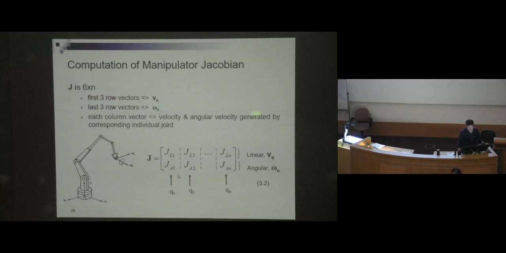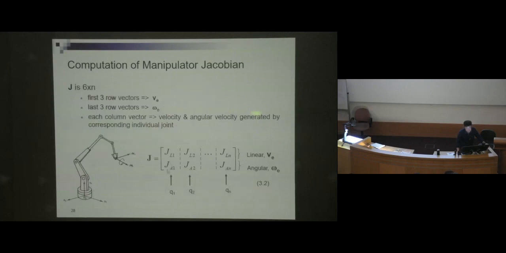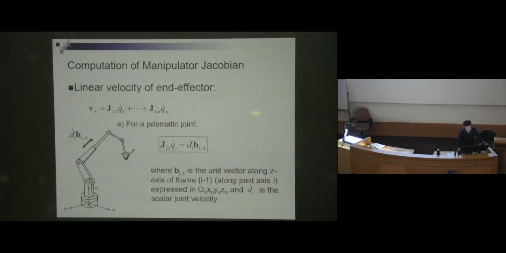And the Jacobian matrix will actually be dependent on the joint type, so whether a prismatic joint or revolute joint. And at the same time, a prismatic joint and revolute joint will have these two components, which is the linear velocity and angular velocity. So obviously, we can simplify the matrix further with a prismatic joint. A prismatic joint will not have rotations. So the last three rows for a prismatic joint will actually be equal to 0. So the focus here will be the J Li. So this is why you have J Li qi dot equal to di dot b i minus 1.